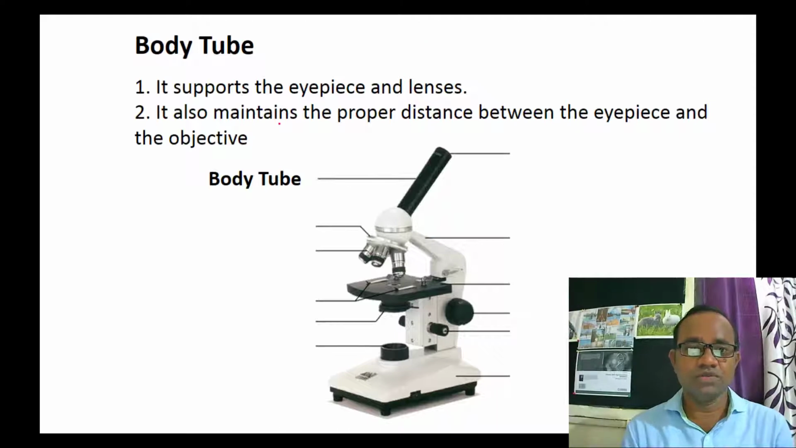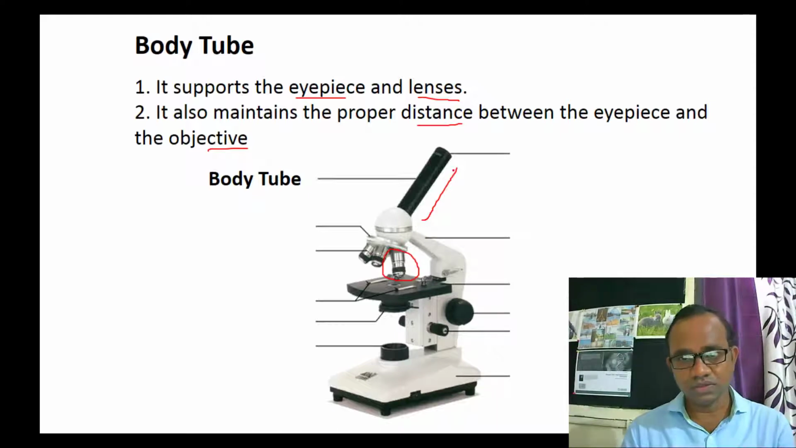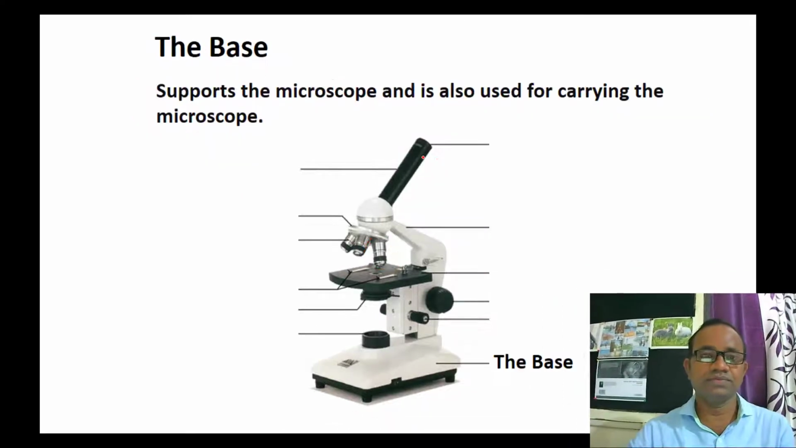Second is the body tube. The body tube is this particular area. Inside the body tube, the eyepiece and the lenses are present. It also maintains the distance between the eyepiece and the objective. The objective is this. So inside the body tube the eyepiece and lenses are present, and through this body tube we can observe the particular image. The base is for support, exactly.